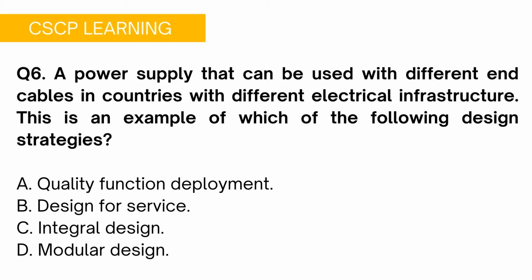Now, read the first line of the question again, which says a power supply that can be used with different end cables in countries with different electrical infrastructure. So what is happening here? You have a power supply which can be transformed into another kind of power supply to connect it with different end cables. This is the correct answer. Actually, universality is the most appropriate answer for the given scenario. But since it is not given in the choices, the closest match is option D, that is modular design. Sometimes you will encounter questions like these in your exams, and you will have to exercise your mind a little to derive the most appropriate answer.